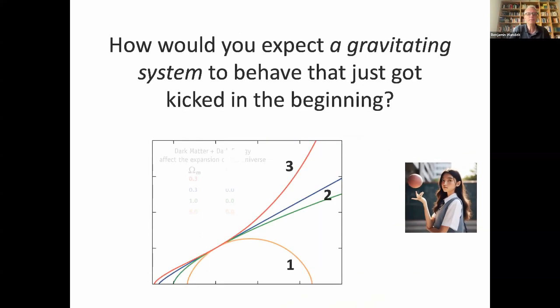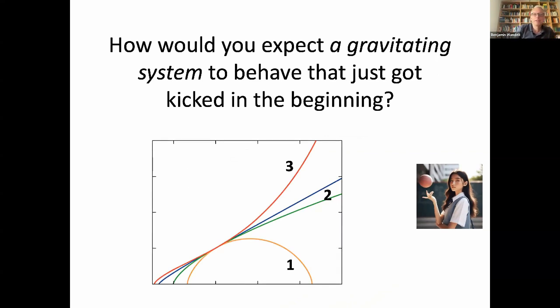All right. So given that experiment here, how would you expect a gravitating system to behave that just got a kick in the beginning? I've got a few lines here. Okay, this is to the right is in time. So for example, my little ball going up and down, it's kind of like this. Okay, it goes up and down. That's kind of the version one.